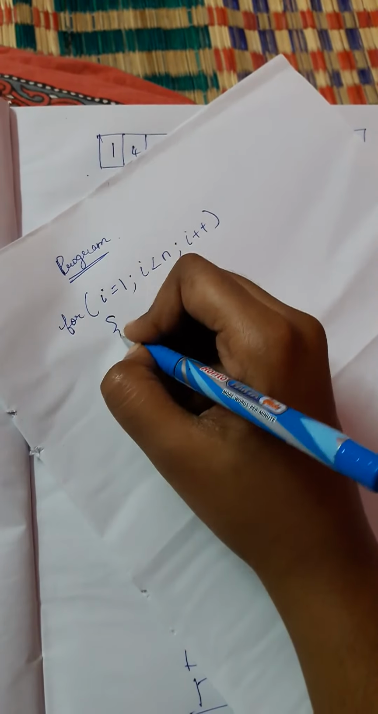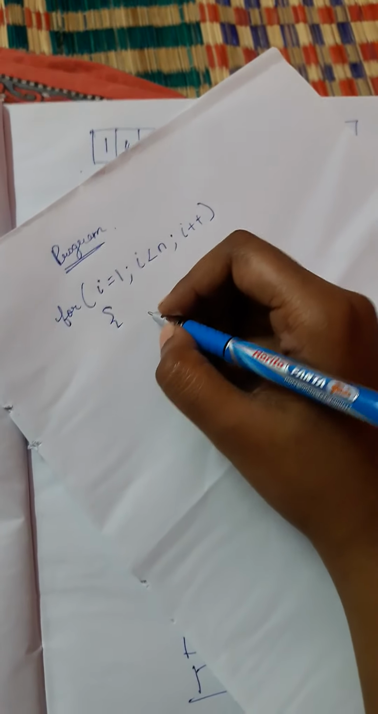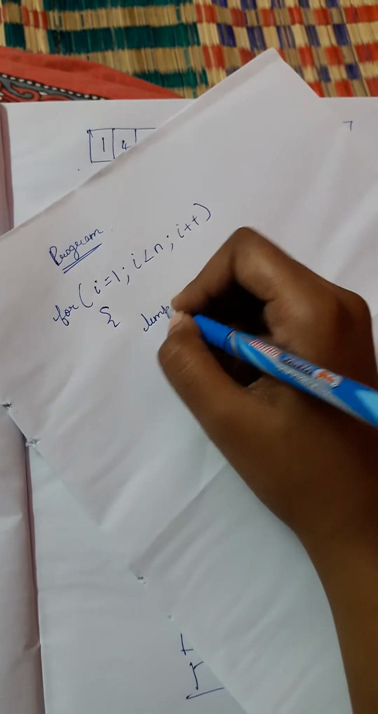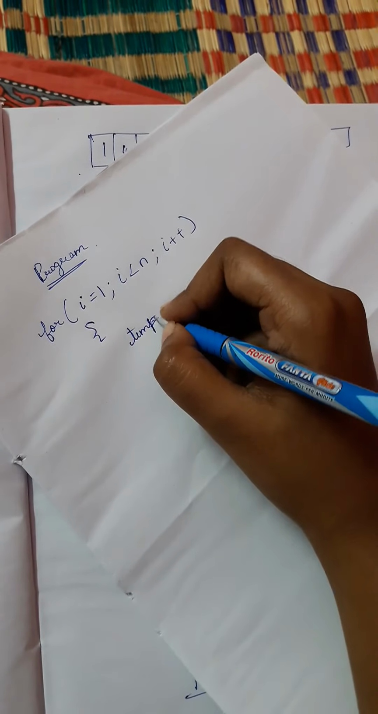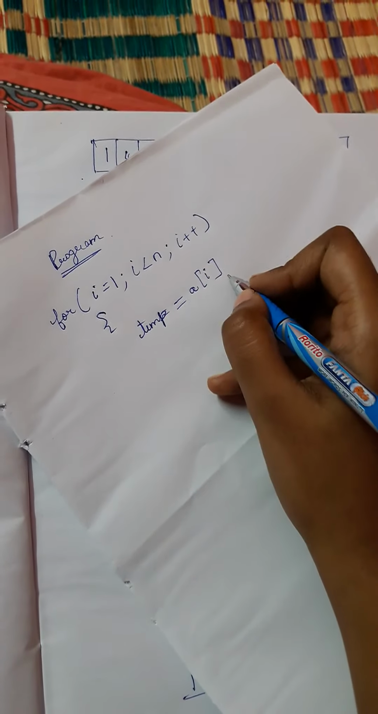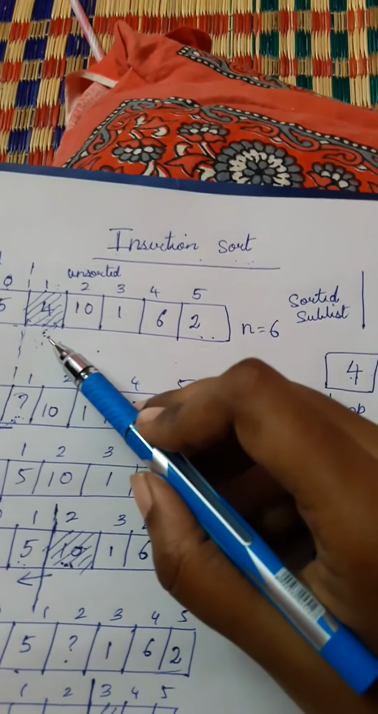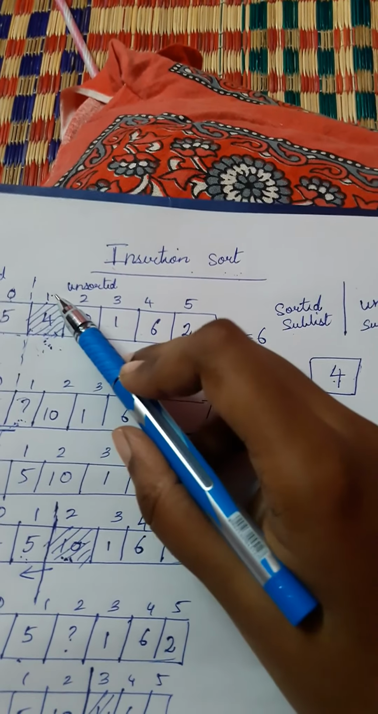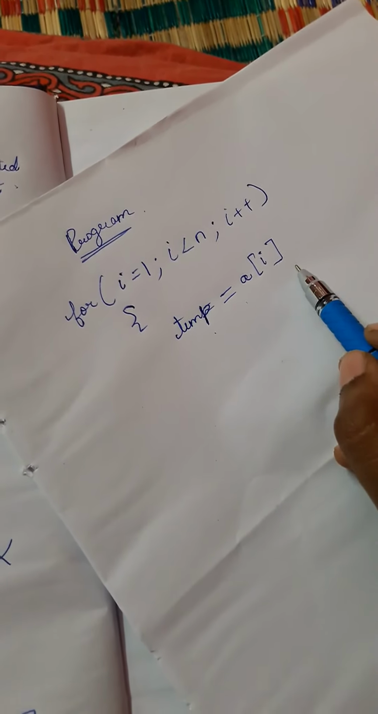Next we are going to write the loop inside this for. I am taking temp is equal to a of i. What is the meaning here? I am going to store this a of i, that is the array value at index i, in temp. That is why I have written temp is equal to a of i.